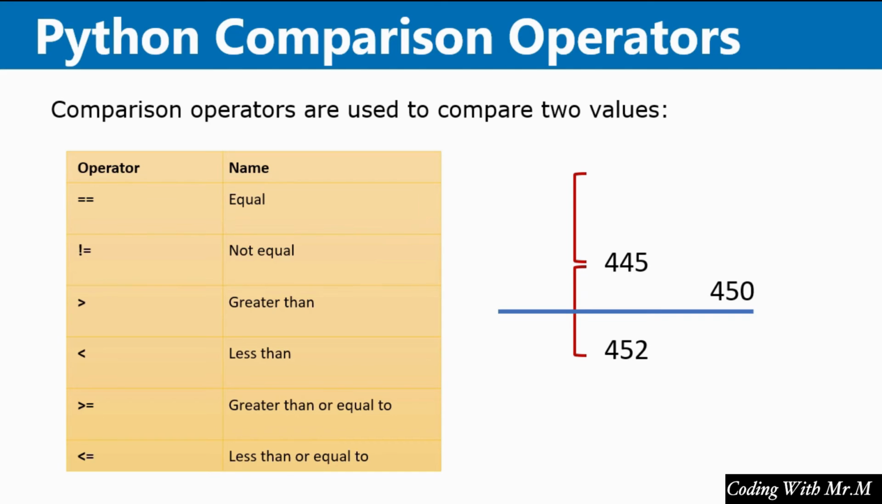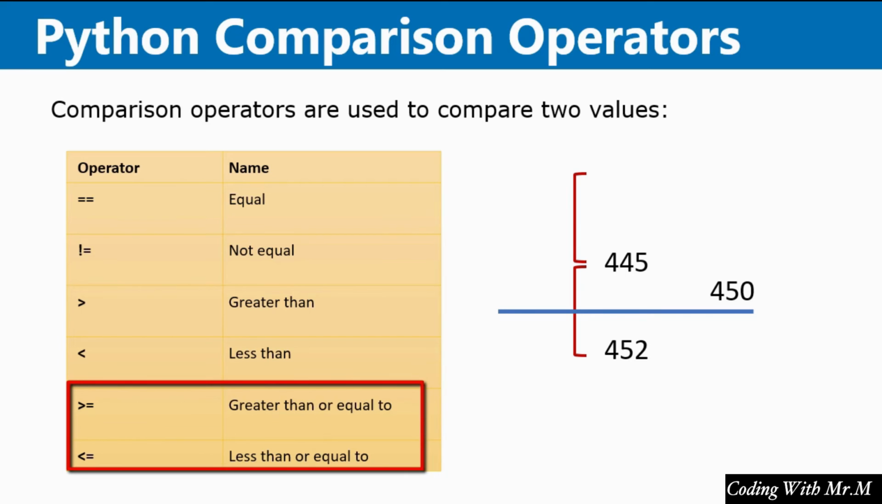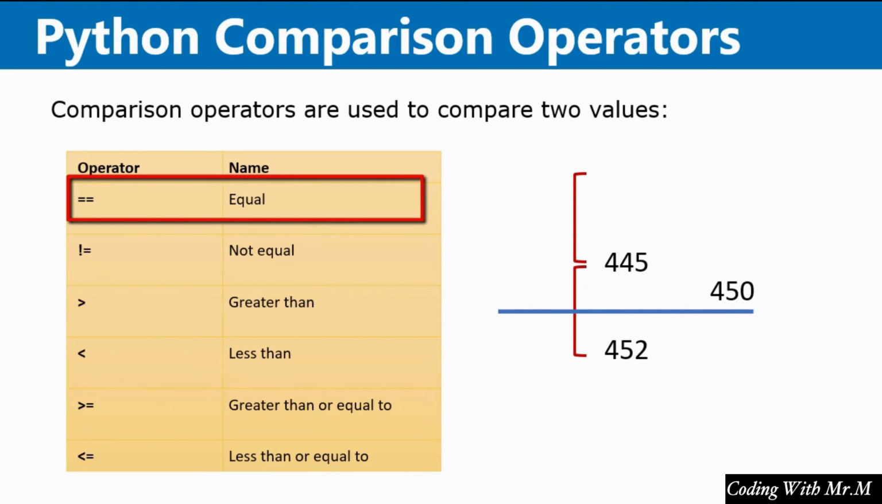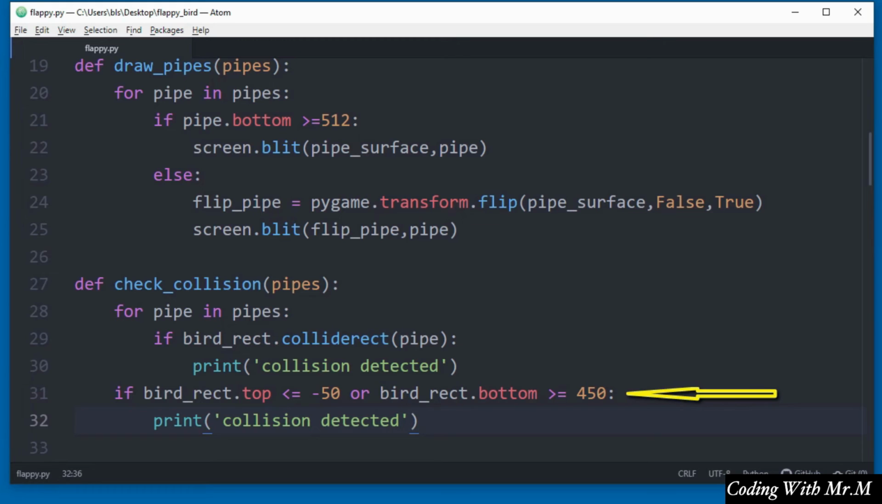It is easier in video game development to use less than or equals to or greater than or equals to comparison operators rather than the strict equality. When you use strict equality, it's very difficult to get the exact measurements. If we take a look at the code here on line 31, we've used the less than or equals to and the greater than or equals to. So we've used these comparison operators to check for certain conditions in order to trigger a collision.